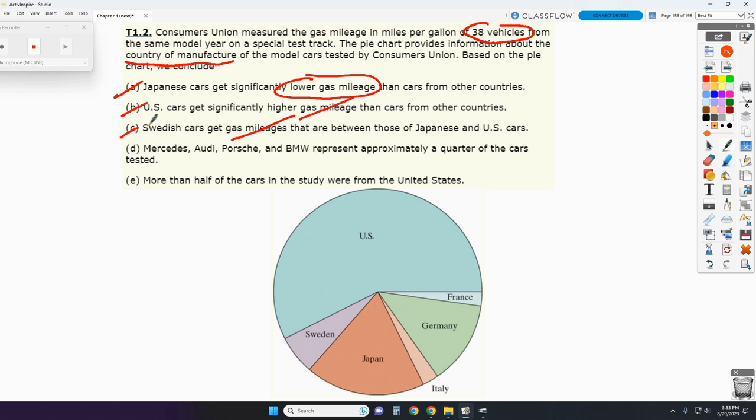I don't know what the gas mileages are. D, Mercedes, Audi, Porsche, and BMW represent approximately a quarter of the cars tested.